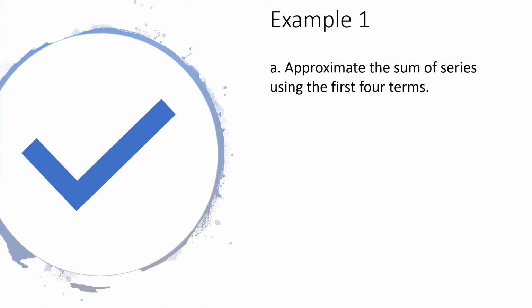Whatever the next term is, your error is always going to be less than or equal to that value. All right, so the first example says to approximate the sum of the series using the first four terms. They're giving us the series, the sum as n equals 1 to infinity of -1 to the n plus 1 times 1 over n factorial.